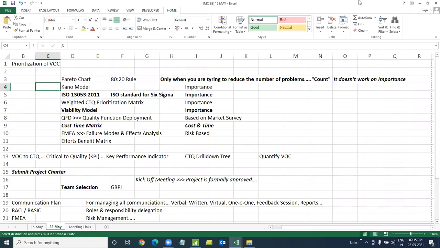Purpose, is that okay with everyone? Yes. Okay. All right. Yes, sir. Moving on to the next thing, which is the Kano model.